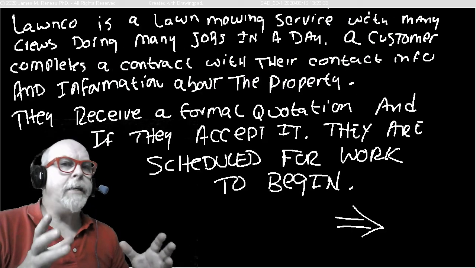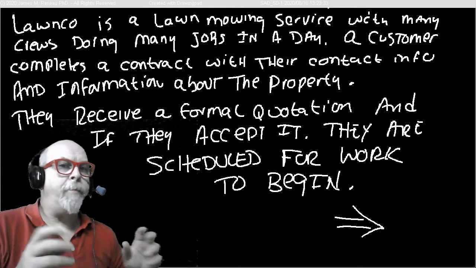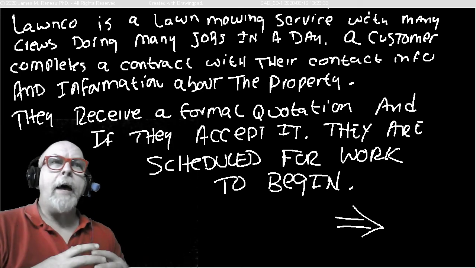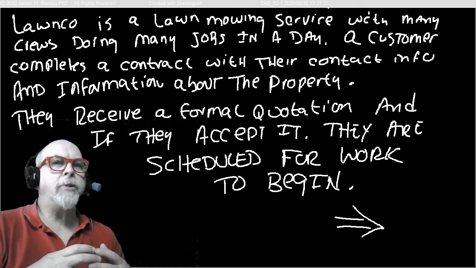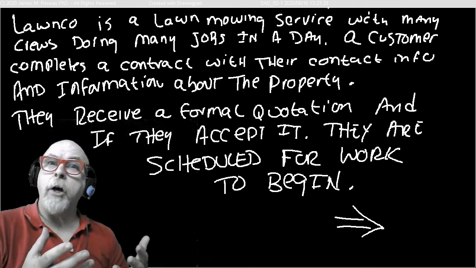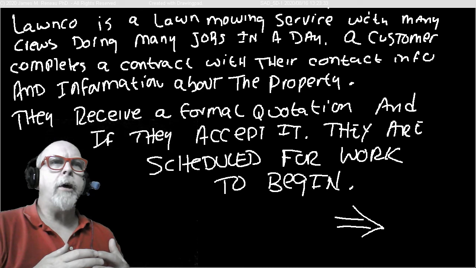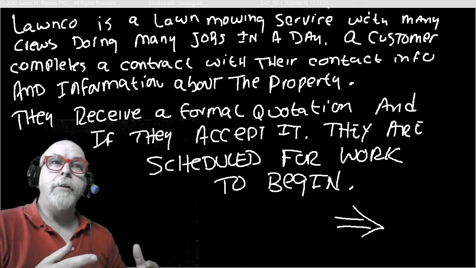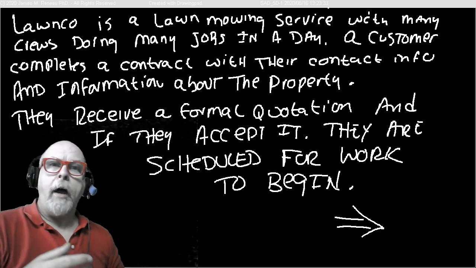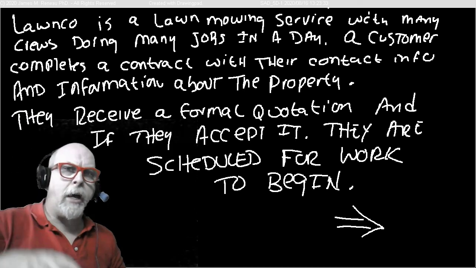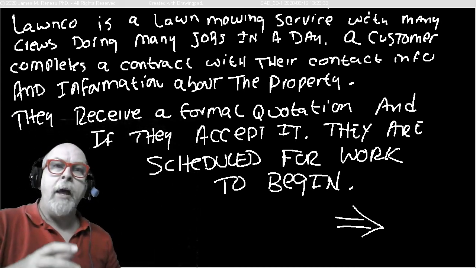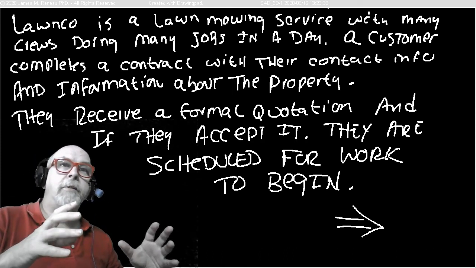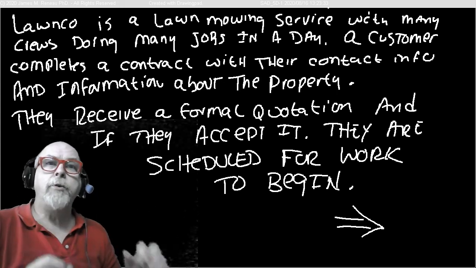I wanted to show in this video the data flow diagram process from start to finish with a single problem. So I've created a fictional lawn mowing service and I've called it Lawnco. Lawnco is a lawn mowing service that has many crews that go out every day doing many jobs in a day. So I can send out this crew and do these jobs, and that crew goes out and does those jobs, and maybe a different crew would go back in a couple of weeks and do the job again. But you can see that I have all kinds of crews and all kinds of jobs.